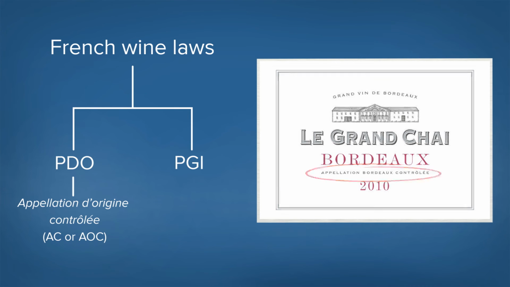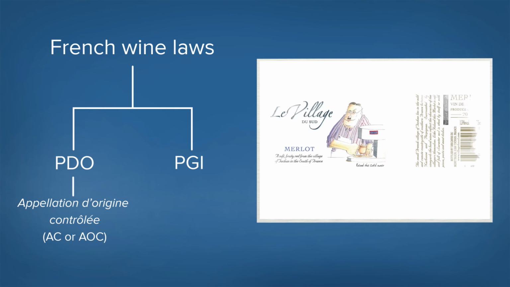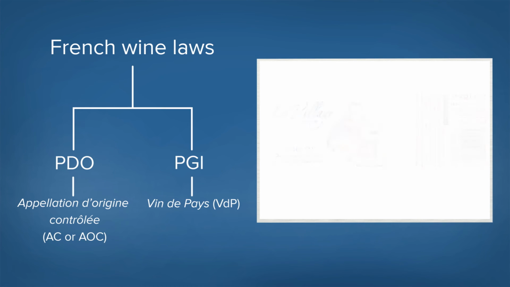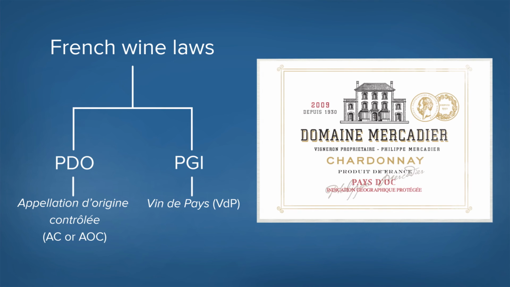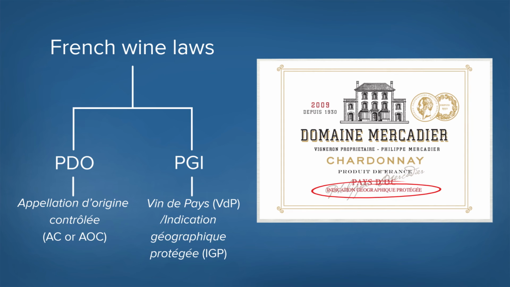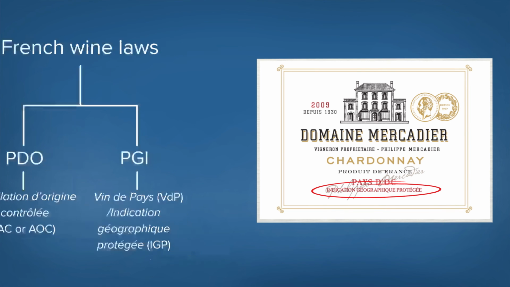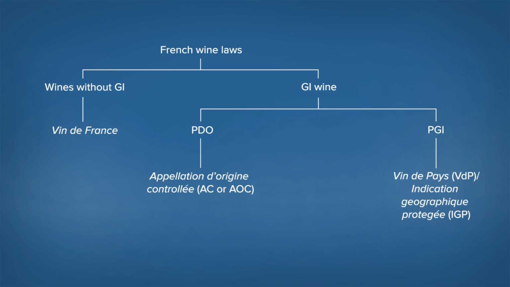PGI wines can also be labelled with a traditional labelling term, in this case, Vin de Pays. However, many producers, especially those in the Pays d'Oc, have switched to the French translation for PGI, Indication Géographique Protégée, or IGP for short. In this video, we have covered the GI system in France.